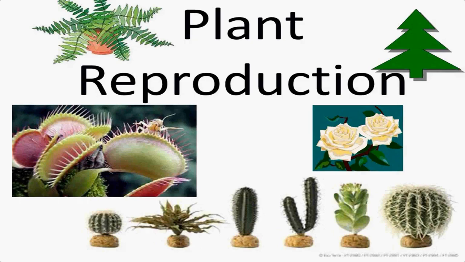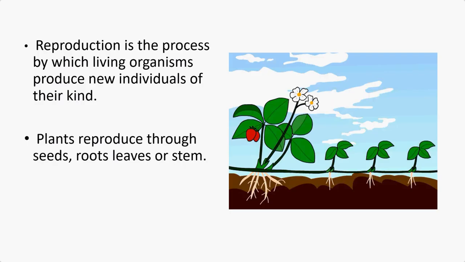Okay. Yesterday we started lesson 5, plant reproduction. This lesson is a continuation of lesson 4, and we learnt about what reproduction is. Reproduction is a process of producing a new organism, new individuals of their same kind. So all living organisms do reproduce. How animals and human beings reproduce, you will learn in your higher classes.